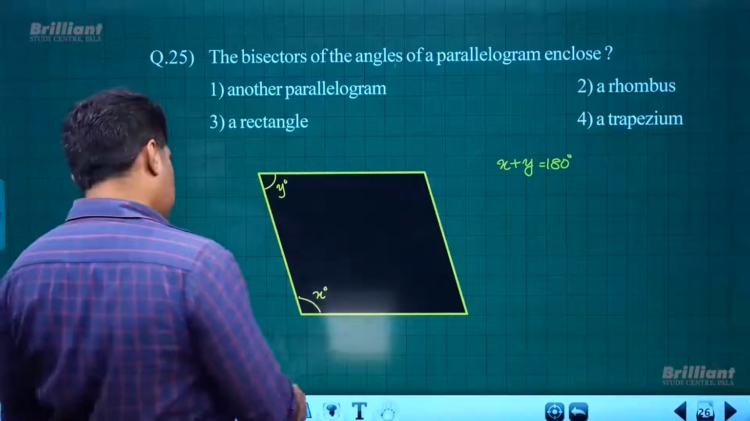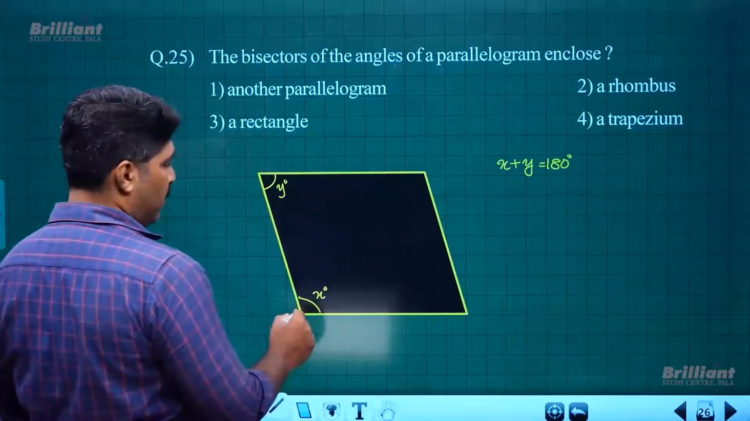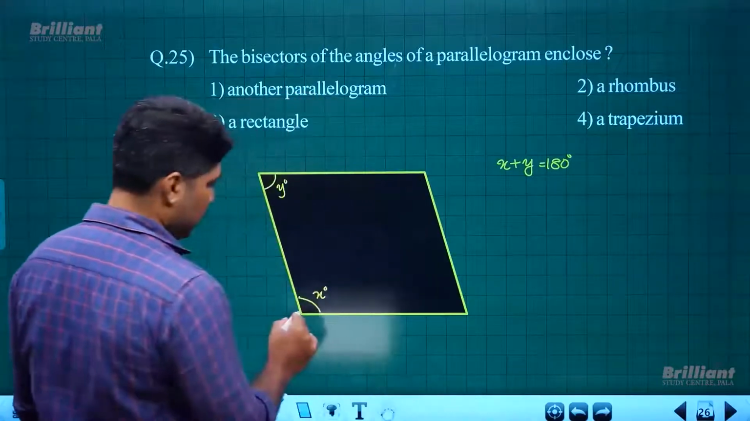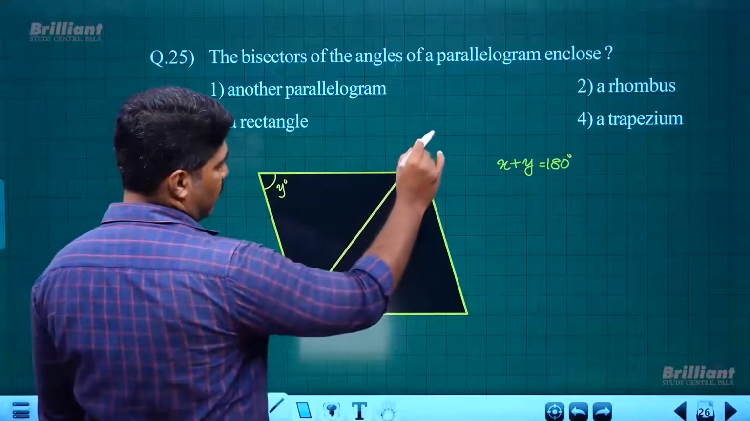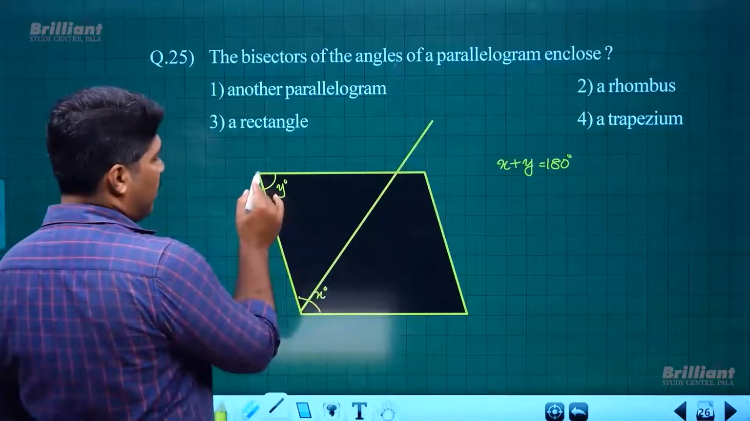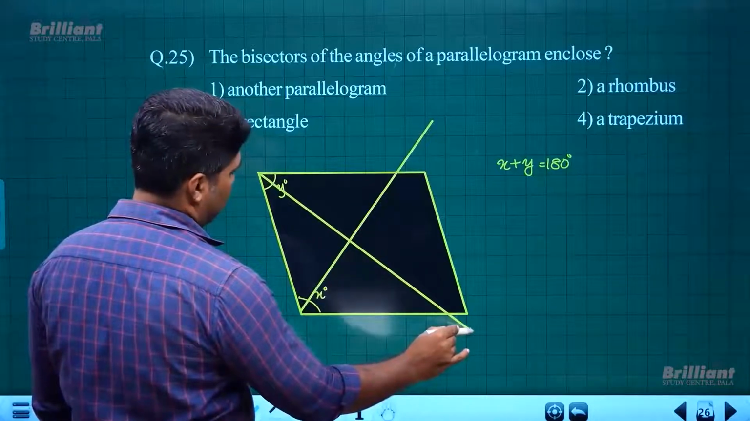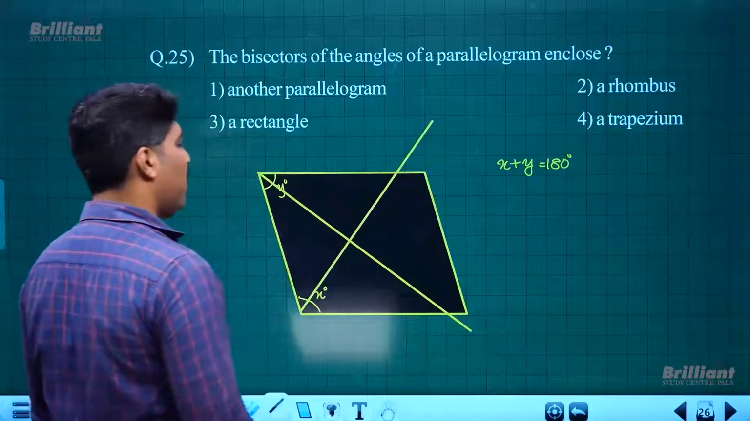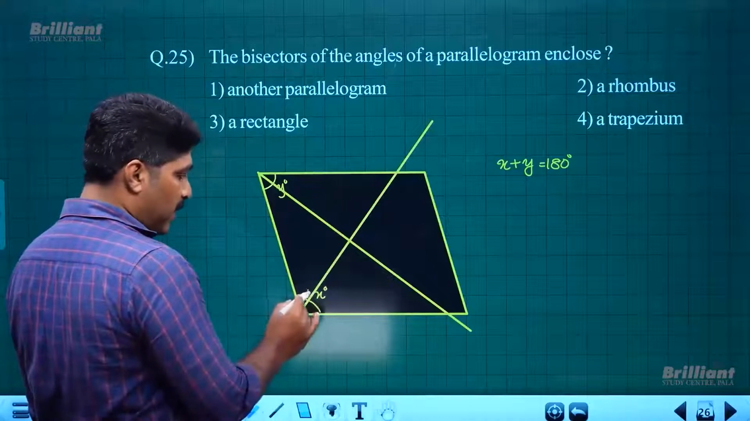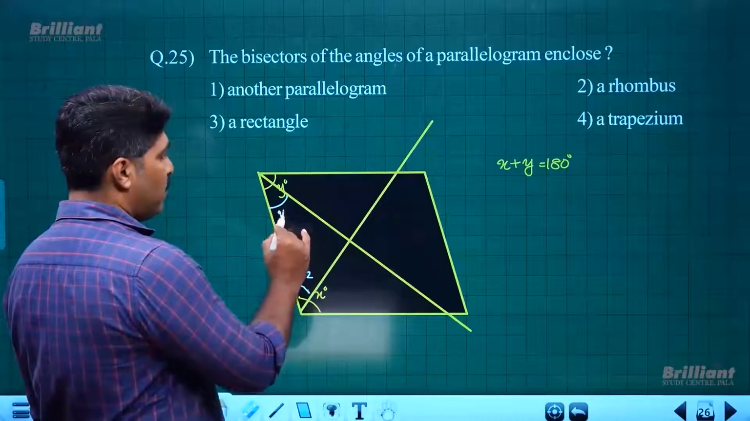And if you're drawing the diagonals here, so what happened? That is not a diagonal, that's an angle bisector. If you're drawing an angle bisector like this, it may pass like this. Got it? Okay. And if you are drawing the angle bisector of this angle, it may pass like this. So this is the angle bisector. What happened? This is an angle bisector, therefore these angles will become half. So this is x by 2 and this is y by 2.